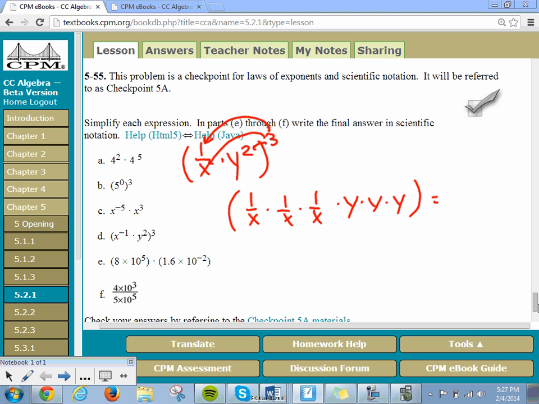So what we're left with is 1 over x cubed times y cubed, or you could also write it as y to the third over x to the third. With that one, if you wanted to wait to save it till the end, putting it over, you could have done that as well. All right, D. Now we need E and F, which need to be in scientific notation.